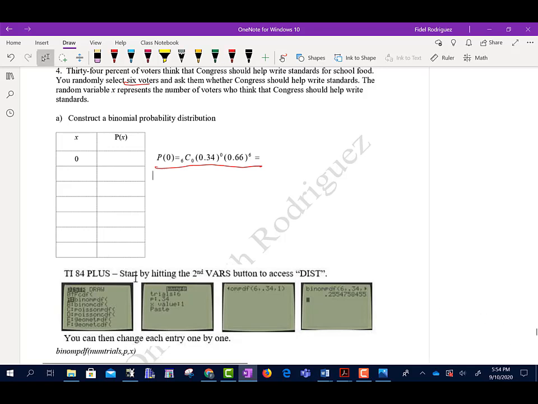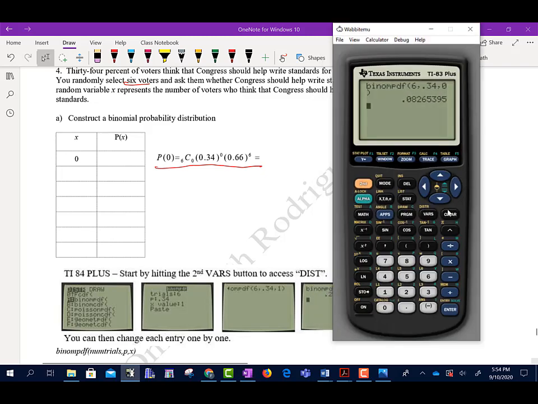So guys, I'm going to do this on my calculator. So let me pull this up here. Let me clear it out, okay? The first thing I'm going to do, it tells me right here, we're going to start by hitting the second button and the vars, okay? And then I'm going to scroll down until I find something that's going to say Binomial PDF. So I'm going to keep scrolling. Okay, so notice there's 2 of them. There's Binomial Cdf and there's Binomial PDF. I want the PDF, okay? So I'm going to click on that.